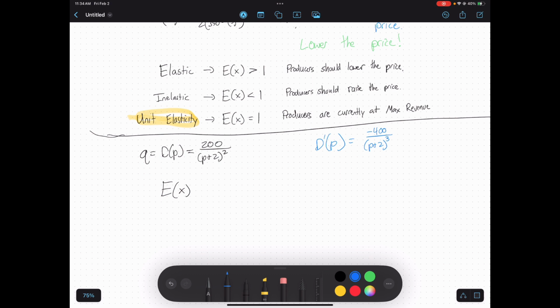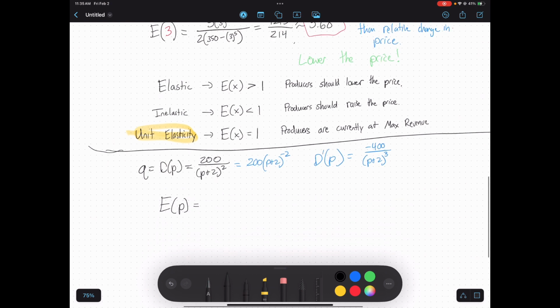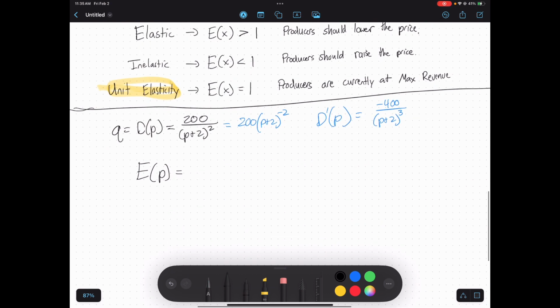Okay. If you're curious about where I got that, you can rewrite this equation as 200 times P plus 2 to the negative second. And so you can get this derivative by using the power rule and chain rule, but the derivative of the inside function is just 1. So, okay, now let's find my elasticity equation. And since I said my independent variable is P, we've got to switch that to P there. Notice your derivative is negative, so that negative is going to cancel out with the negative in my elasticity function.